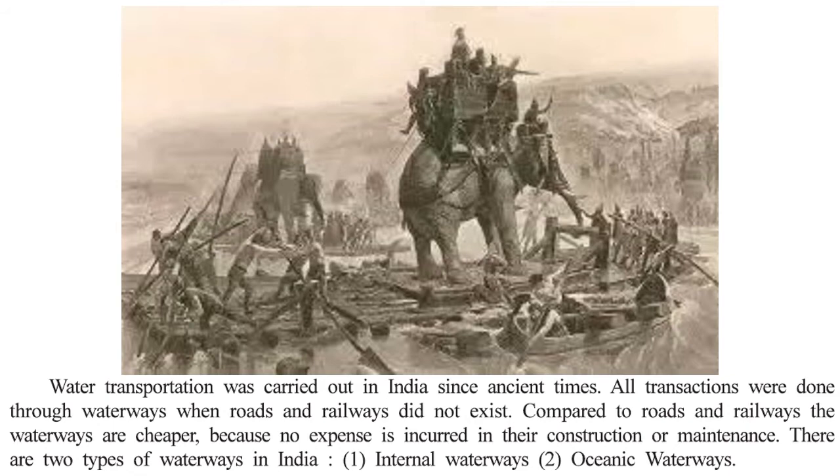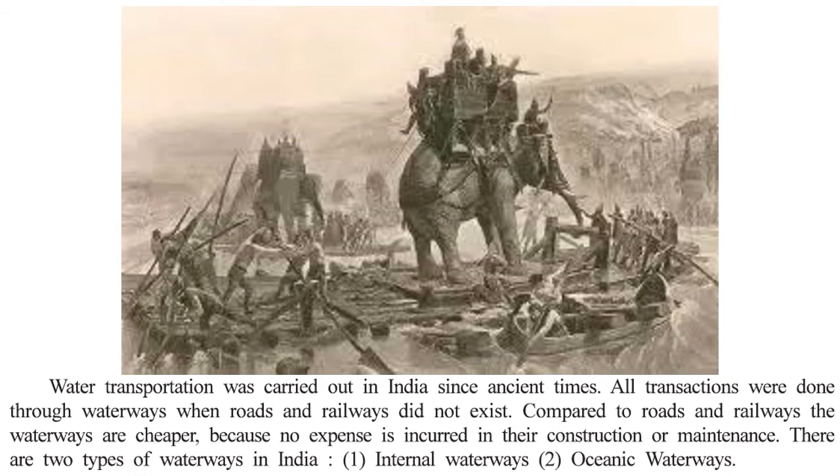At that time, forest covered most parts of India. Roads were not there. Railways never did occur. That means the maximum transportation was done through the natural ways, that is rivers and oceans. Compared to roads and railways, the waterways are cheaper because no expense is incurred in their construction or maintenance. We don't have to prepare roads in the water. We don't have to maintain them.